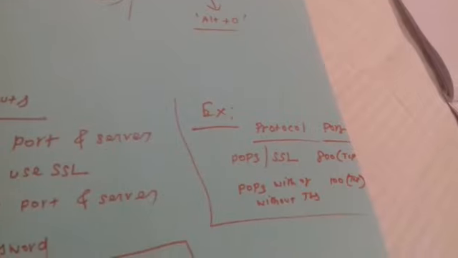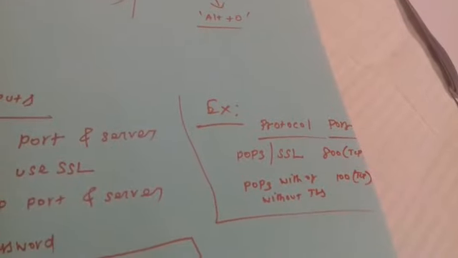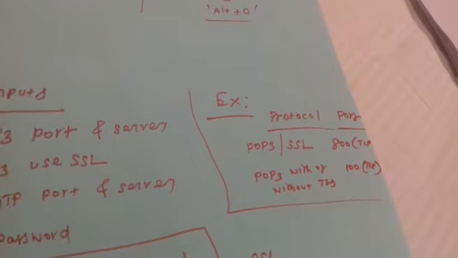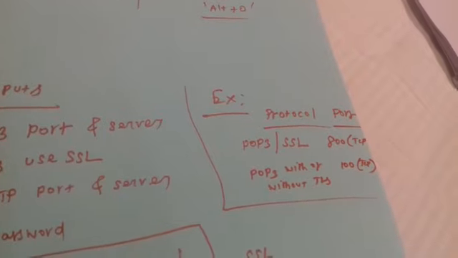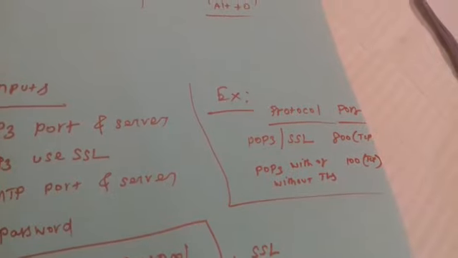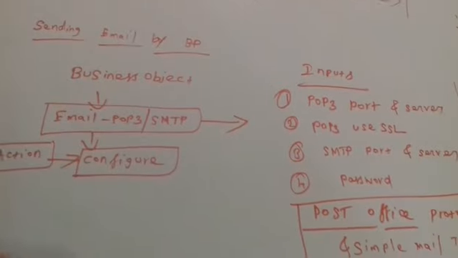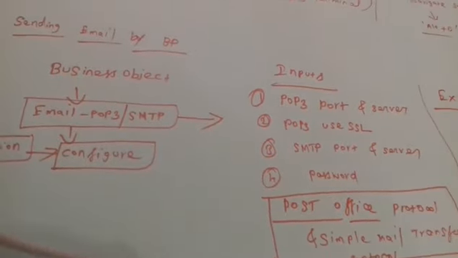For example, if you go for the POP3 protocol, it will have some TCP port. If you go with POP3 with or without SSL, then you can choose the port. These are the things you have to make sure of when you send emails to the Blue Prism server.